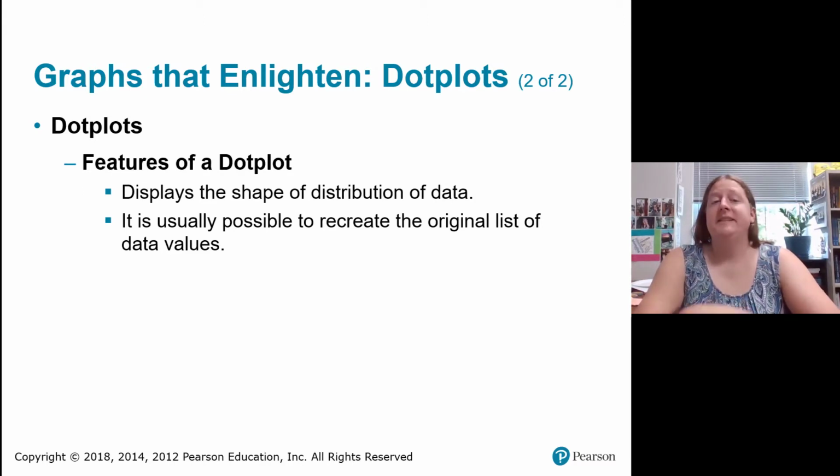Dot plots allow us to see the shape of the distribution, and we can take a dot plot and make the original list of data values most of the time just from that dot plot that's provided.